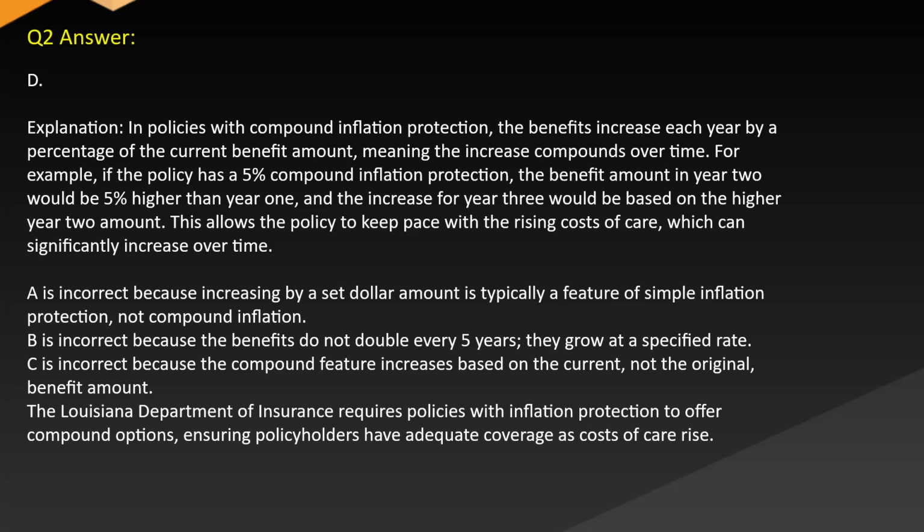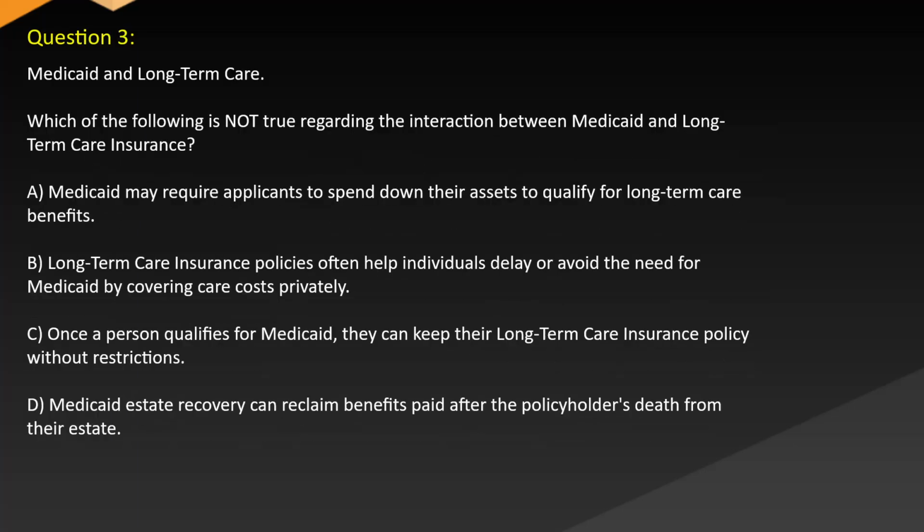A is incorrect because increasing by a set dollar amount is typically a feature of simple inflation protection, not compound inflation. B is incorrect because the benefits do not double every 5 years as they grow at a specified rate. C is incorrect because the compound feature increases based on the current, not the original, benefit amount. The Louisiana Department of Insurance requires policies with inflation protection to offer compound options, ensuring policyholders have adequate coverage as costs of care rise.